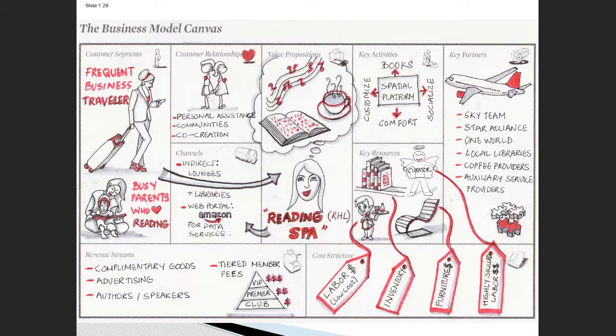Here's an example. Value proposition is a reading spa. Customers are frequent business travelers and busy parents who love reading, as you can see. So you can also use a visualization to represent your ideas. How do you add value as a business? Okay, so this is the business model canvas.